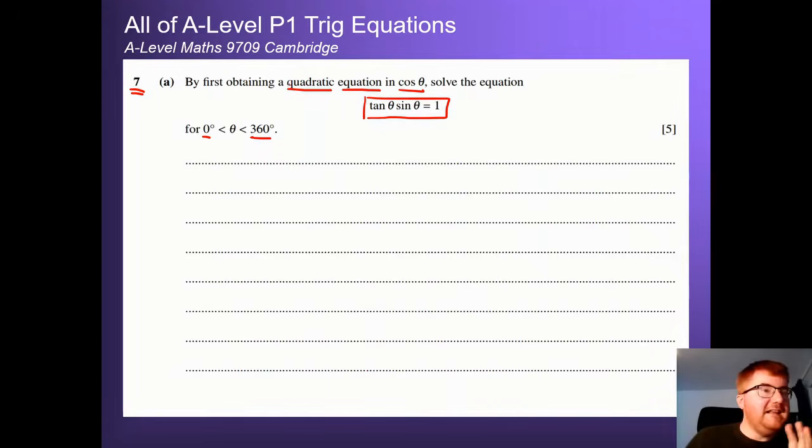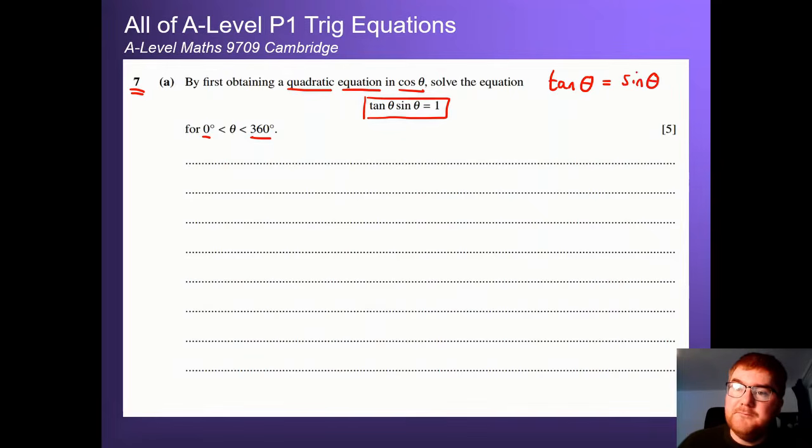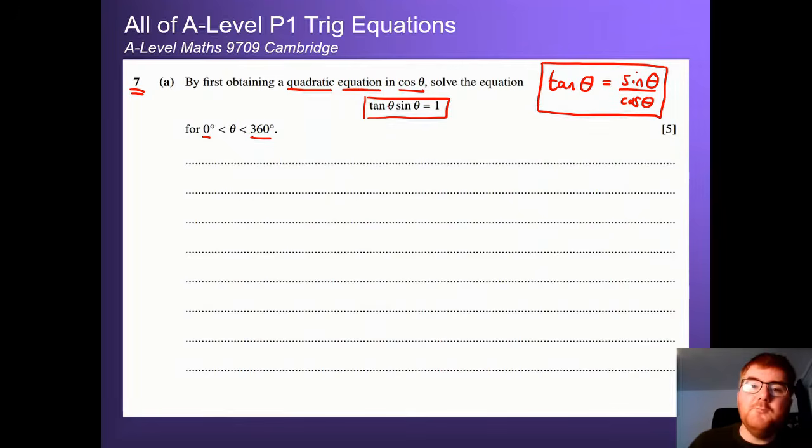Now, before I do anything here, I need to know a very important identity, which is that tan theta is equal to sine theta over cos theta. We're going to use this a ton in this video, so make sure that you know that these two things are related. So first of all, we're going to take our tan theta and use this identity directly. Wherever I see a tan theta, I'm going to put a sine theta over cos theta.